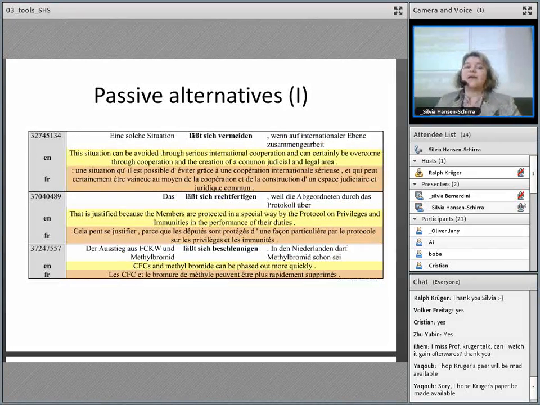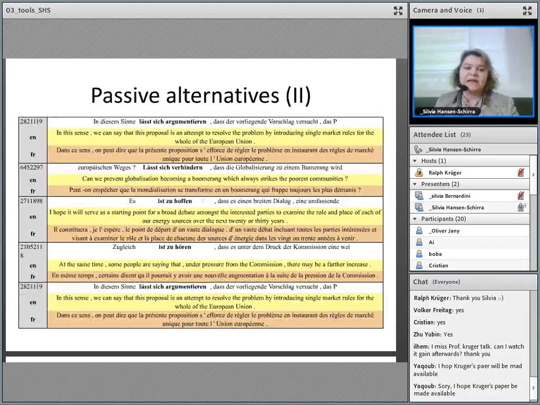Okay, and then we have passive alternatives in German, which are not easy to translate into English. For example, lässt sich. This is a typical passive alternative in German. And here you can see that we have a straight passive in English, of course, sometimes with a modal realization. Here, in this case, can, because lässt triggers this modal realization. But in the next examples, you can see a very interesting strategy. The German sentence, in diesem Sinne lässt sich argumentieren, is translated with a personal pronoun and an active solution.